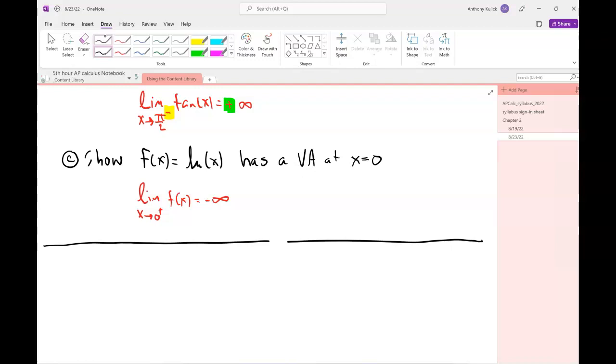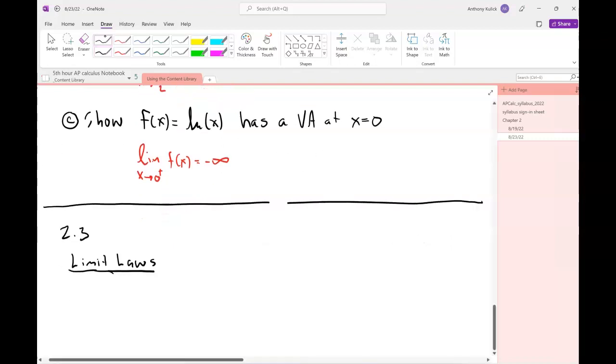So another one, this is 2.3. We're going to look at a whole mess of limit laws here today. And this little preamble is going to exist for each of these next, what do I got? I got like 9 limit laws here to start with.